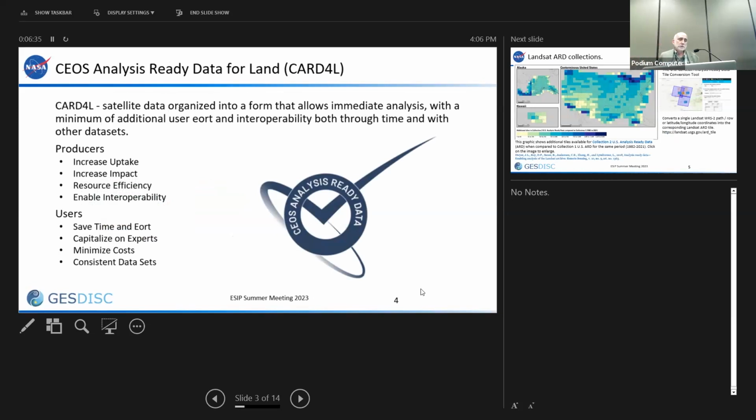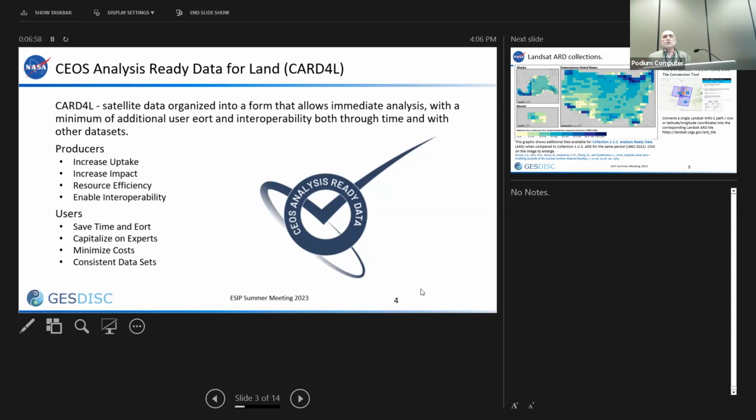You'll get more movement throughout the community. Resource efficiency. Once you put this together, people are going to be able to consume it more or less in place. And then it does enable interoperability, because you're trying to align things that have different, say, satellite imaging morphologies, for example, and trying to align them to some common framework.